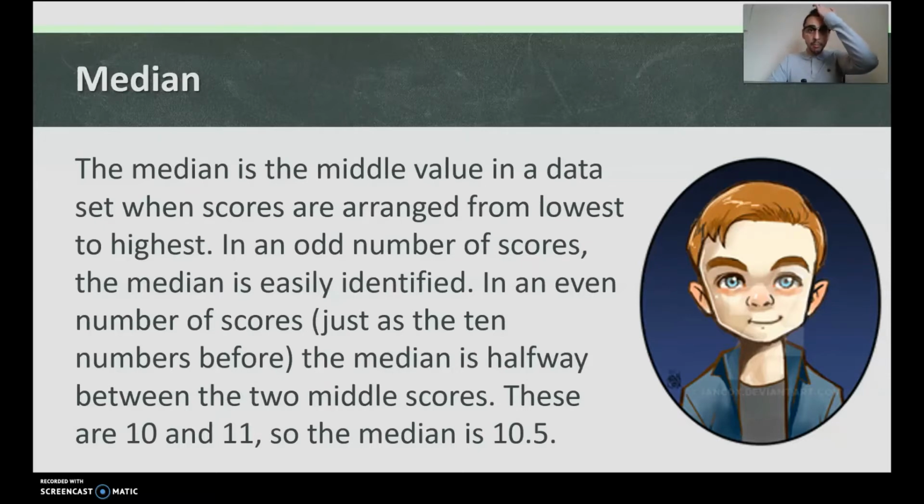In an odd number of scores, the median is easily identified. If you've got an odd set of numbers, say 11, there's going to be a middle value, which is quite easy. In an even number of scores, such as the 10 numbers before, the median is halfway between the two middle scores. These are 10 and 11, so the median is 10.5. You would get the fifth and the sixth number in the row, add them together and divide by 2, and that will give you your median.